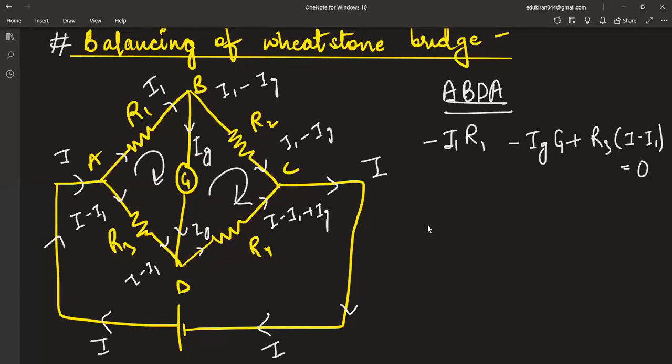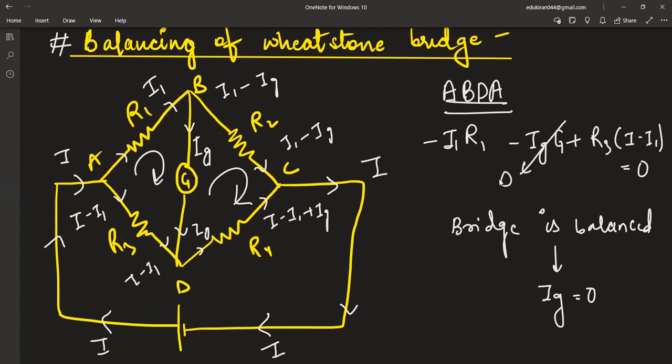One thing let me tell you, class, before that. If your bridge is balanced, balancing condition we are discussing, then the current through the galvanometer is 0. Ig becomes 0 because we have studied already that the potential difference is the same. So current is 0, so everywhere this becomes 0.